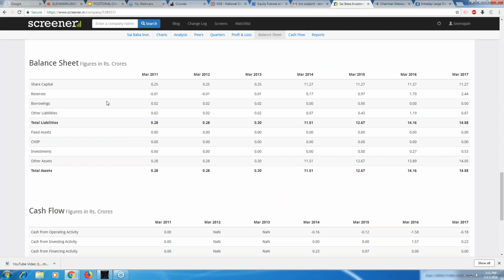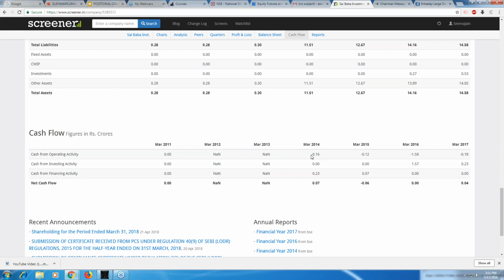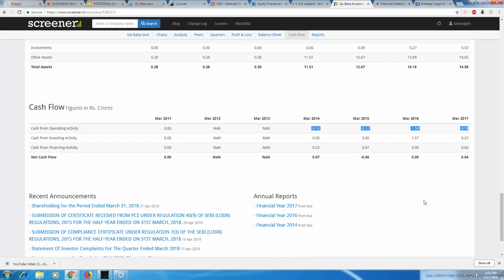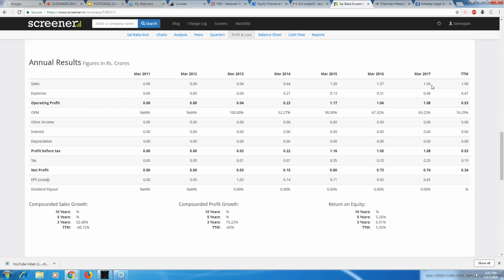Share capital and the reserves, borrowings. They don't have borrowing, but that doesn't make it very attractive. Look at the cash from operating activity, always negative. Would you like to invest in such a company? I don't think so. I'm not interested. I will find out fundamentally strong companies.